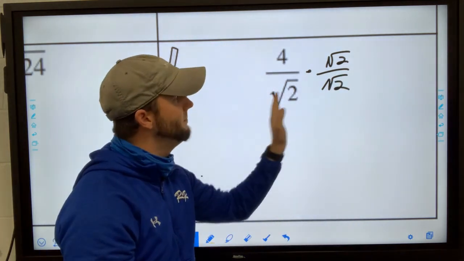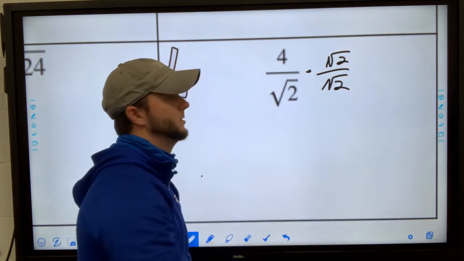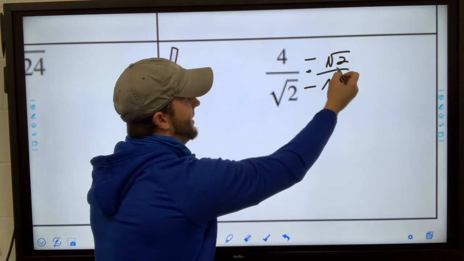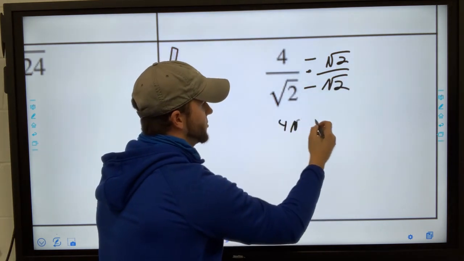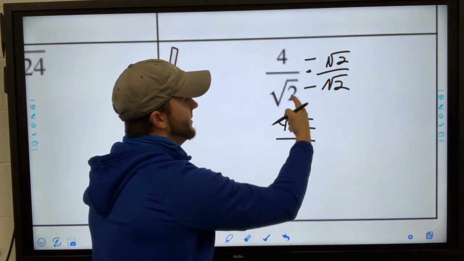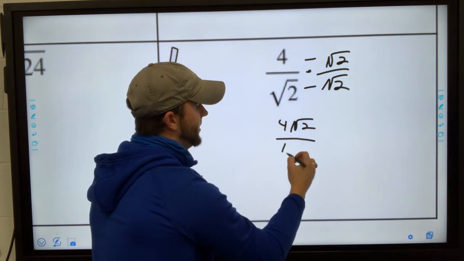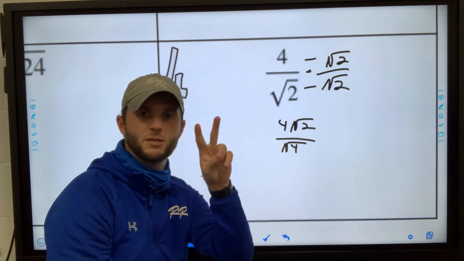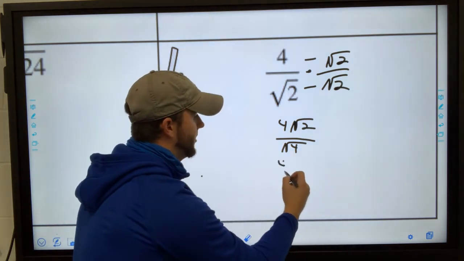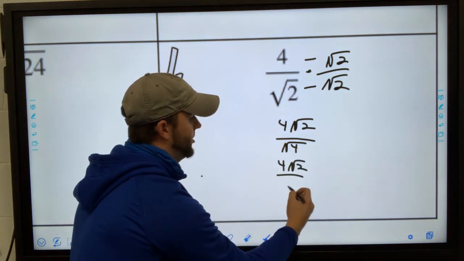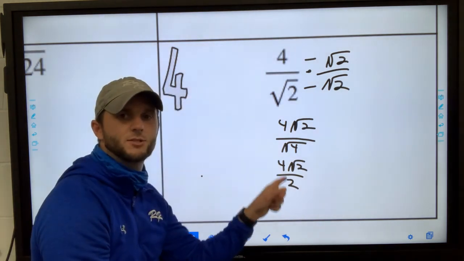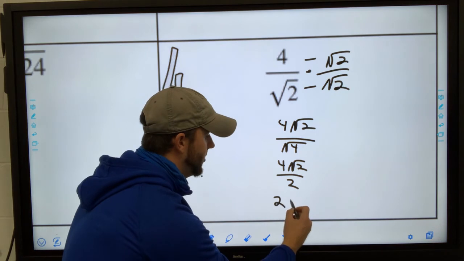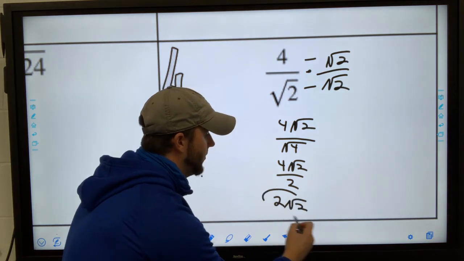So initially I'm multiplying by 1 here. So I'm just going to multiply straight across. 4 times square root of 2 is going to give you 4 square root 2. And then square root of 2 times square root of 2 is going to give you the square root of 4. Well, I know the square root of 4 is going to be 2, right? So this is going to turn into 4 square root 2 over 2. And then I can also divide this. 4 divided by 2 is going to be 2. So this is going to turn into 2 square root of 2.